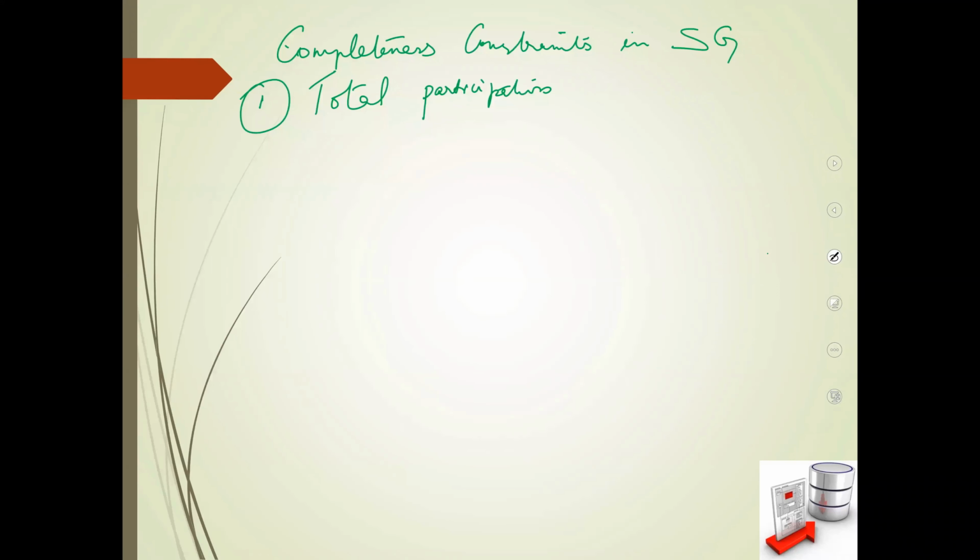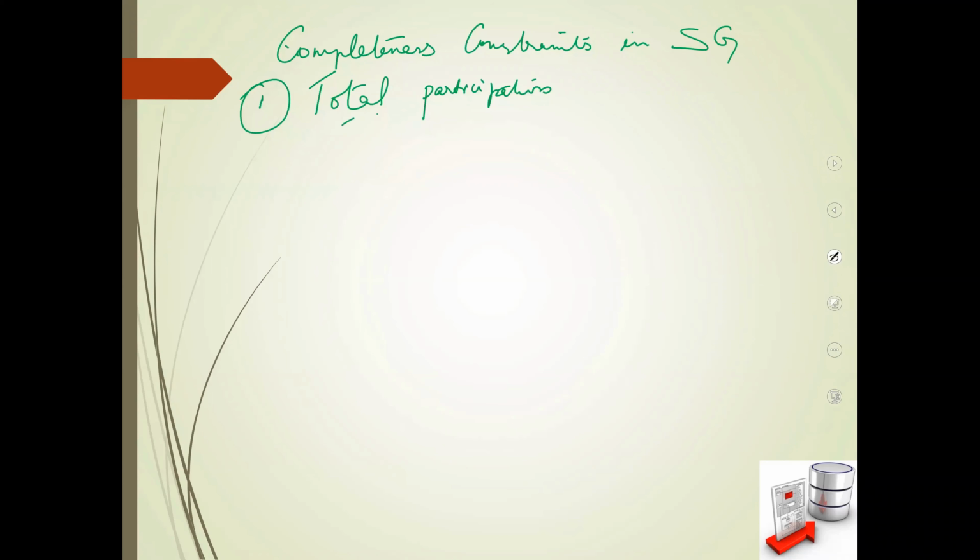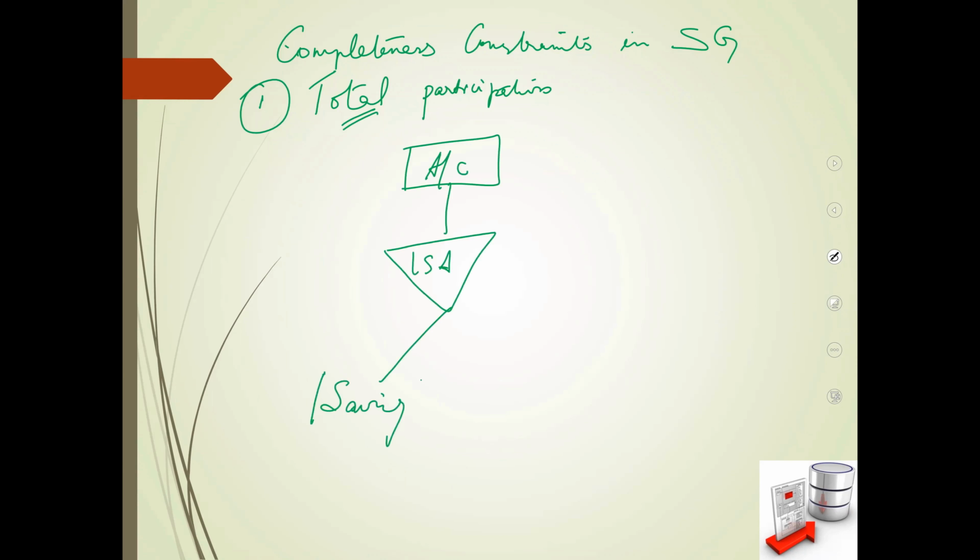Now let's see completeness constraints in specialization and generalization. The first one is total. Let's see that with the help of an example. We'll go for the same example: account. It can either be a savings account or a current account. And you know that it is disjoint. At the same time, it cannot be both savings and current together.